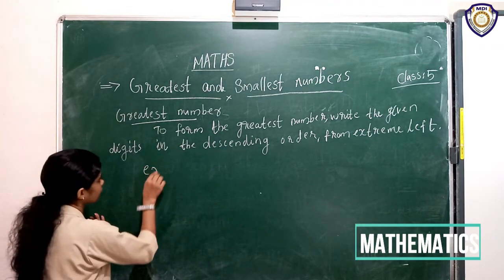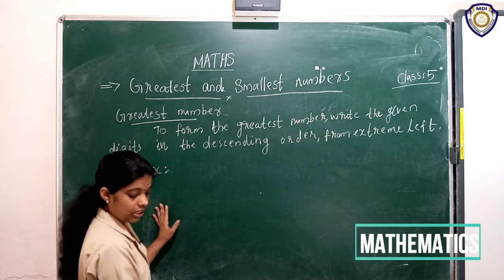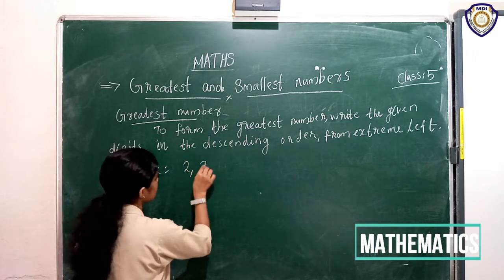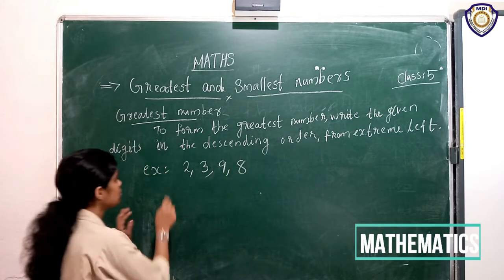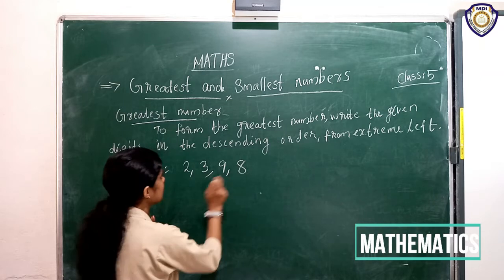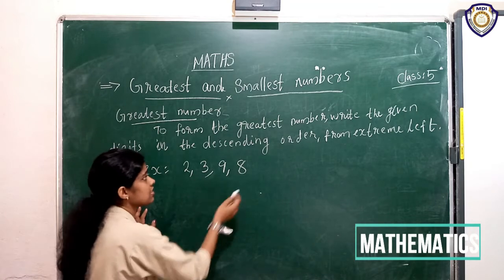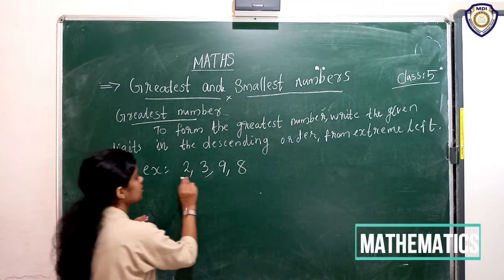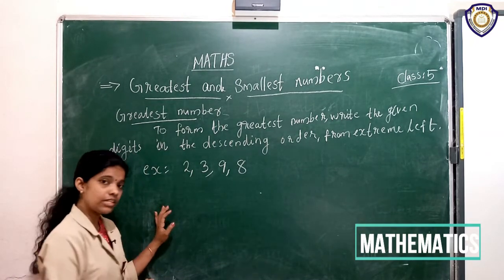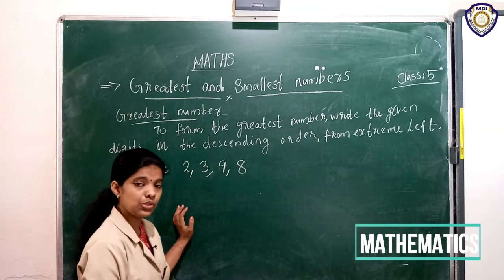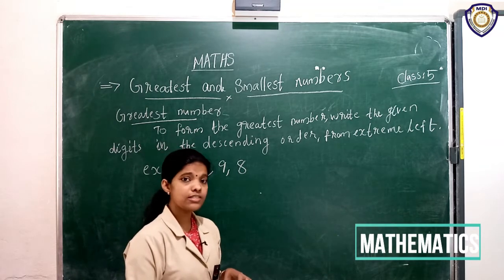All of you listen here. Example: 2, 3, 9, 8. Greatest number. Write in descending order among these numbers. Descending order means largest number to smallest number.